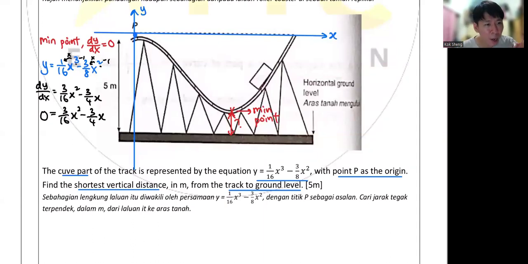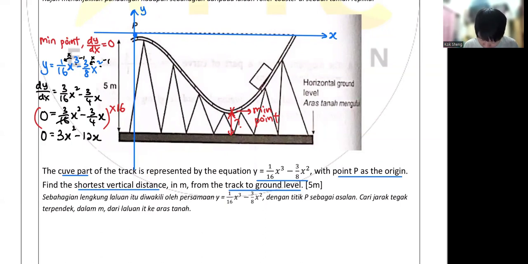Okay, and then we need to simplify first before we press the calculator, because of the fraction. Times the whole thing by 16, then you can cut off the fraction. 3 over 4 times 16 will be about 12. Okay, so no more fraction. We can now press the calculator to factorize it. Good job. A is 3, B is negative 12, C is 0.